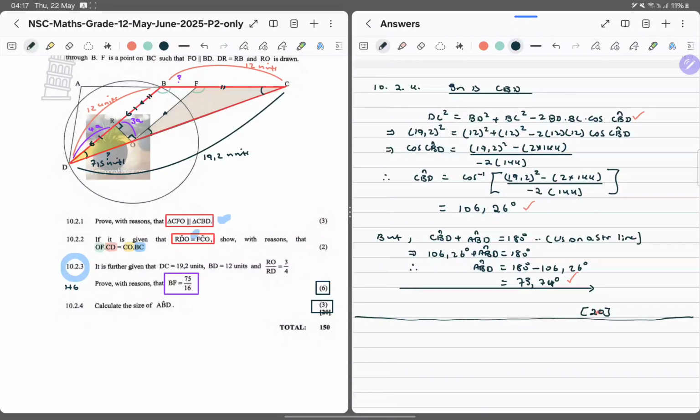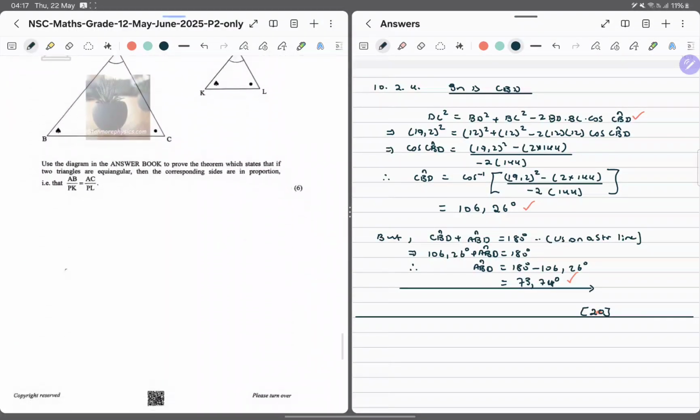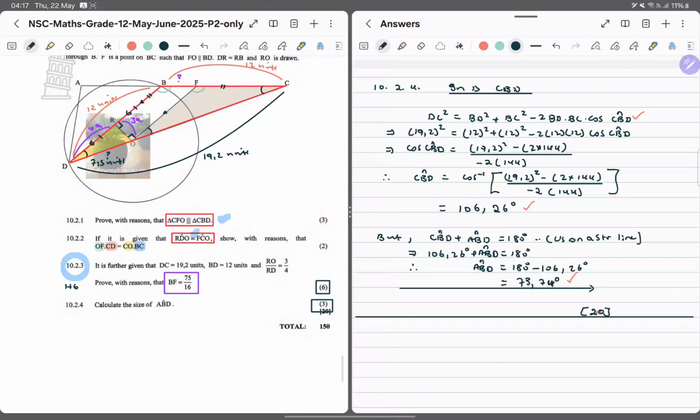As you can see, the bulk of these marks came from the proof, which is just a fat 6 marks for just reproducing what is on the book. And of course, the last question.